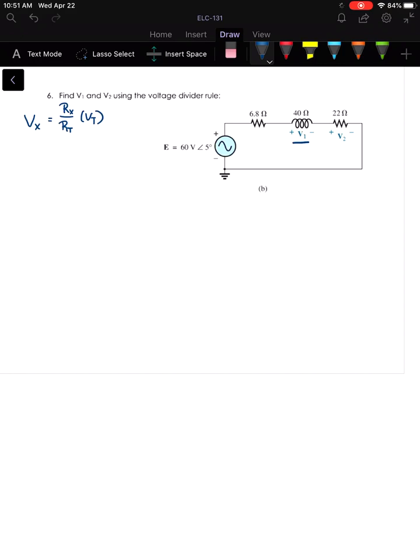across the whole thing. So let's say we're looking for V1 and V2, and we're going to use the voltage divider rule in this case. So V1 would be Z1 over ZT. Remember, this was for DC, but for AC, we have to use impedance, times the total voltage across the entire circuit. So this would be E in this case. So what would Z1 be?